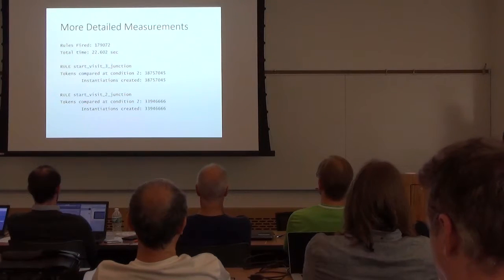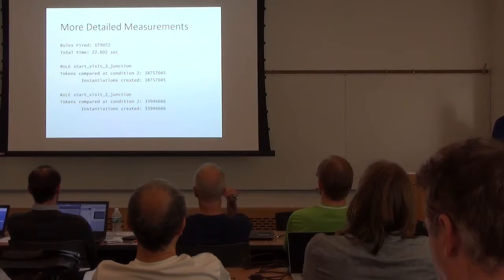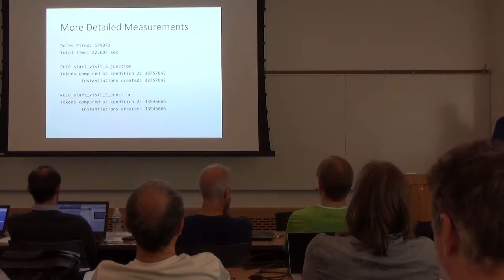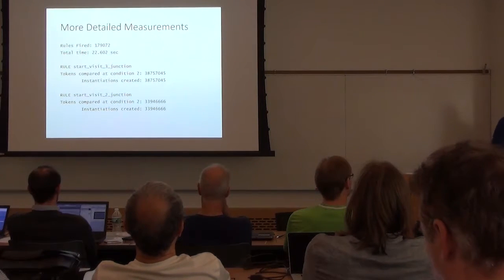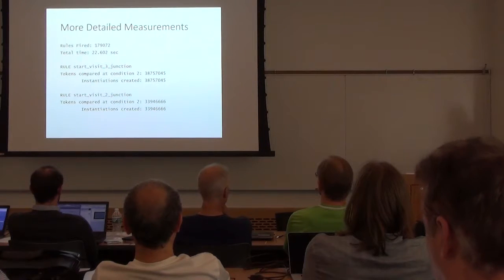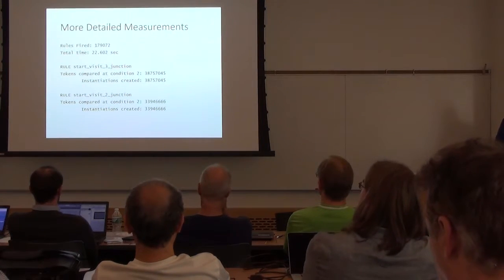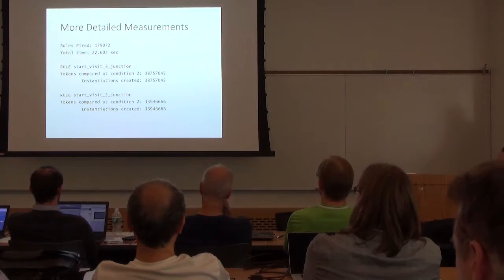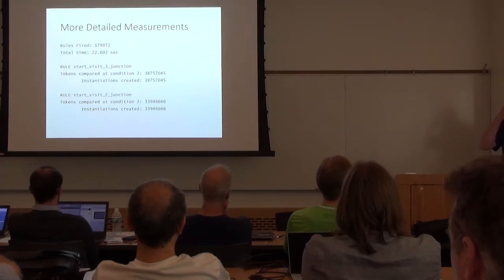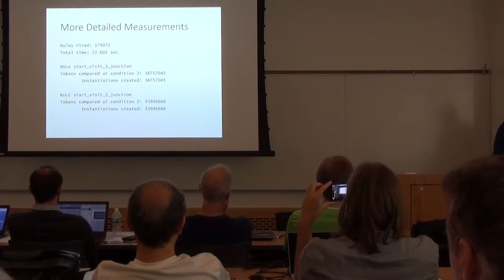The system fires 179,000 rules over 22 seconds. The number of tokens compared and the instantiation cases are the same for both. That would be expected if you look at the rules. There are no tests between the two objects, so everything is comparing matches. But if we look at the numbers in more detail, there's something really telling here. We're finding 38 million and 33 million instantiations for these two rules. But the entire system only fires 179,000 rules. So we're getting tens of millions of rule instantiations that would never do anything.